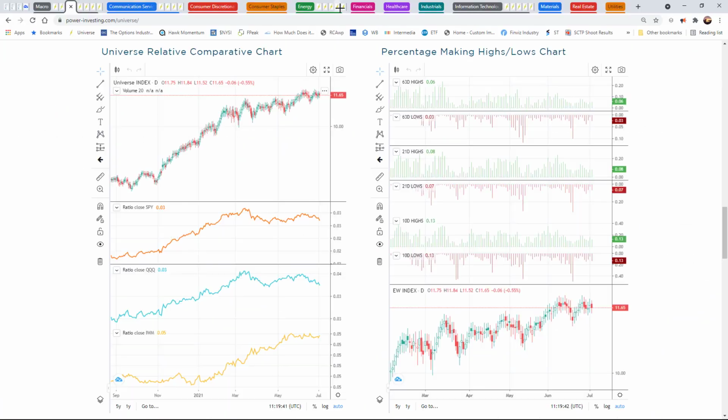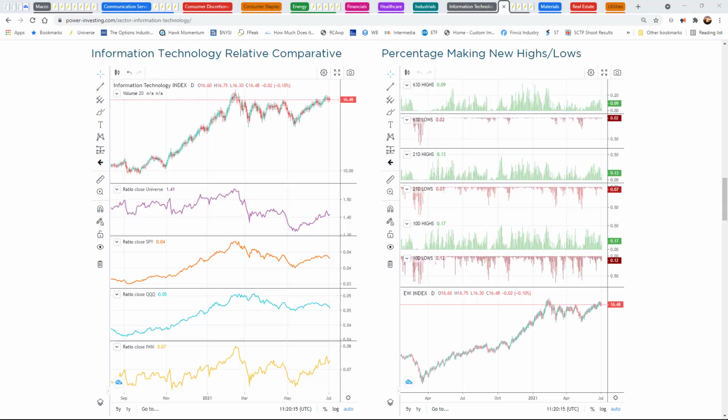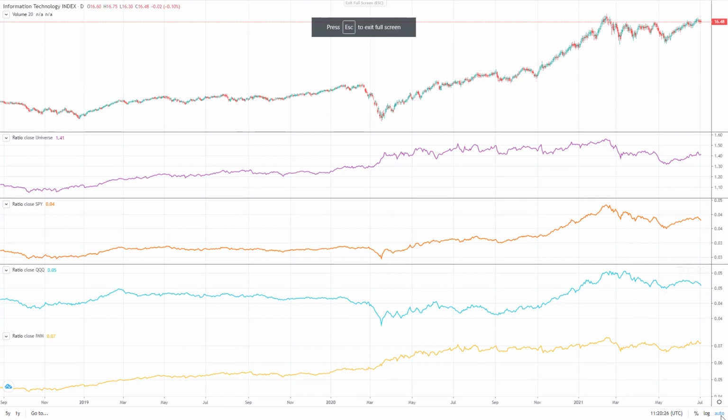So from here, we can go ahead and escape back out of this, and now we can move over to the sector level and see how the chart changes. Now for the sector level chart, we've chosen information technology relative comparative, the chart here on the left. We'll go ahead and expand this and take a look at what our panels look like. The first thing you'll probably notice is that we've added a panel right below price, which is versus the universe. So this is versus our proprietary equal weight universe. We still have the SPY, the QQQ, and the IWM, but we add this comparison in here to see how every sector is doing versus the universe as a whole.